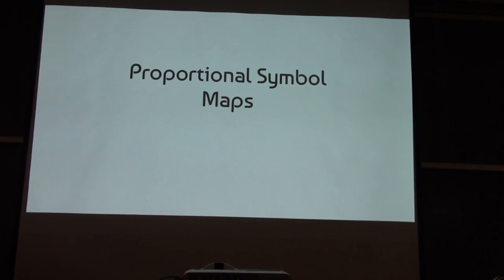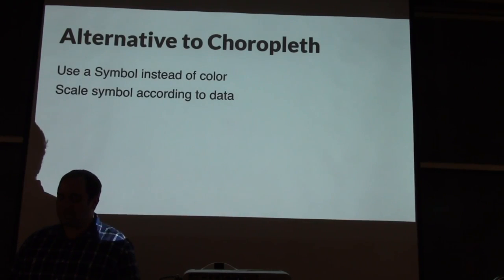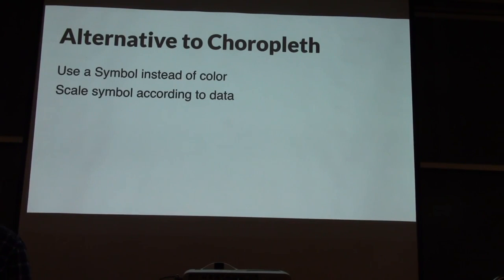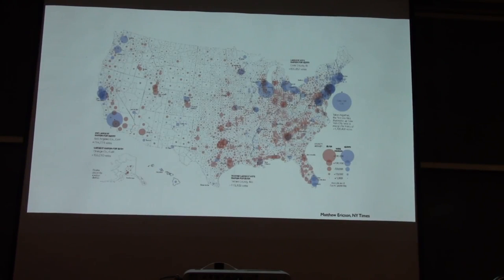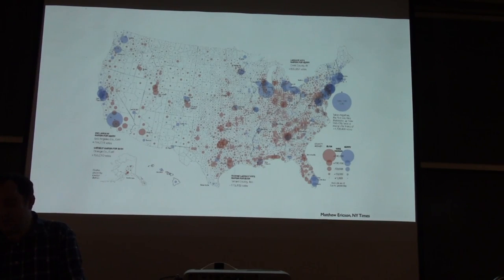And so the idea of proportional symbols map is that instead of coloring, we use a symbol instead, and we scale that symbol according to the data. And so then we get something like this. So here, the symbols are scaled by the vote margin for the Bush versus Kerry race. And so we can see the Northeast here has large margins for Kerry, and then in the southeastern region we have consistently vote margins for Bush.